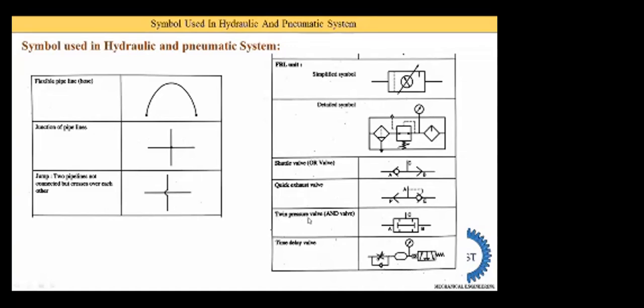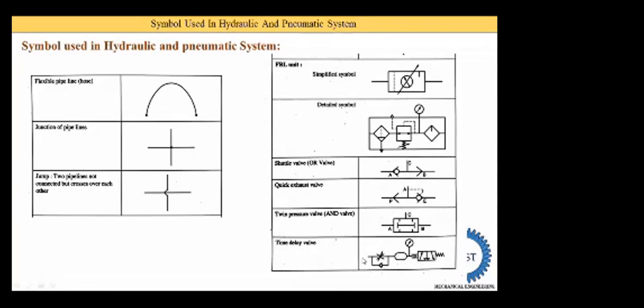Next one is the twin pressure valve, also called the AND valve. Okay, so here you see one rectangle, two pipes A and B, and a third pipe C. Another is the time delay valve.